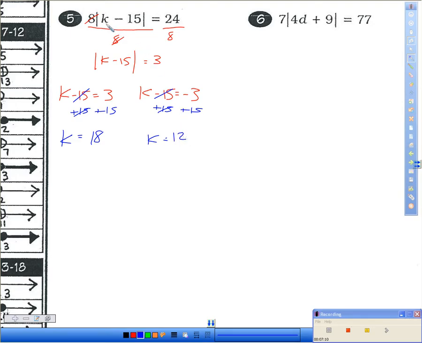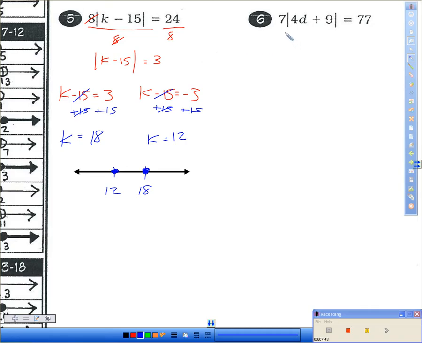If we check our solution, 12 minus 15 is negative 3. Absolute value of negative 3 is positive 3. Positive 3 times 8 does give us 24 also. Let's put those solutions on a number line. Again, all we need to do is to plot 2 points since we have 2 solutions, and I'll put the lesser of the 2 on the left hand side. So 12 on the left, 18 on the right, and then we'll just put a dot on 12 and a dot on 18 to represent that solution.